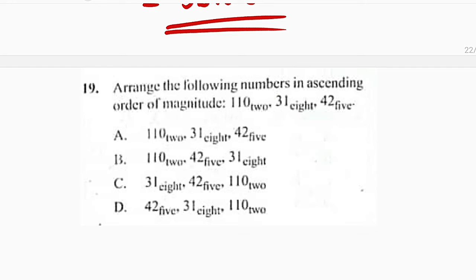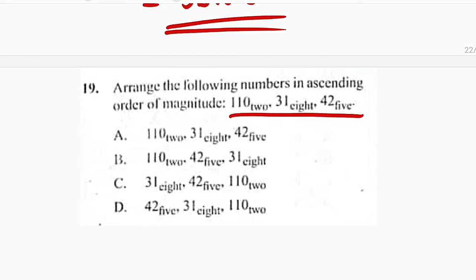All right, here is question number 19. We are asked to arrange the following numbers in ascending order of magnitude, meaning we should arrange them from the smallest to the largest. We have 3 numbers: 110 in base 2, 31 in base 8, 42 in base 5. Since you are dealing with objective questions, if your calculator is able to convert between different bases, you can do that. Otherwise, let me show you how to do that.